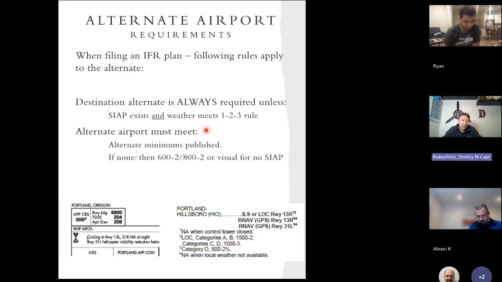The alternate airport that you select must meet those alternate minimums posted. Remember the inverted A down below, that's your sign that the airport you have selected has those alternate minimums. And if none are published, then the standard is 600 feet and 2 miles for precision, or correct, 600 feet ceiling for precision, and 800 feet ceiling, 2-mile visibility for a non-precision approach, at the expected time of arrival. Otherwise, visual for no posted instrument approach procedure.